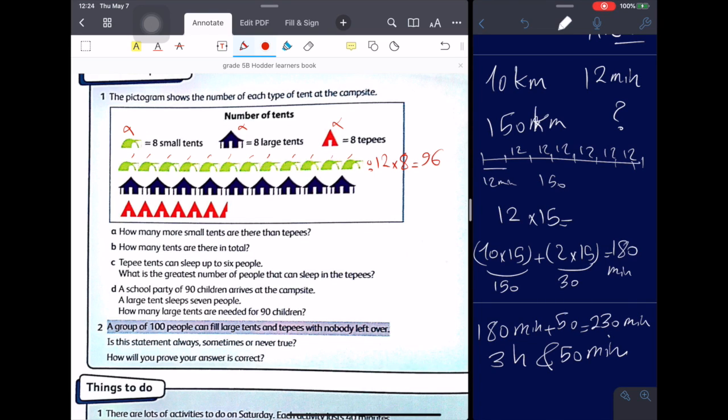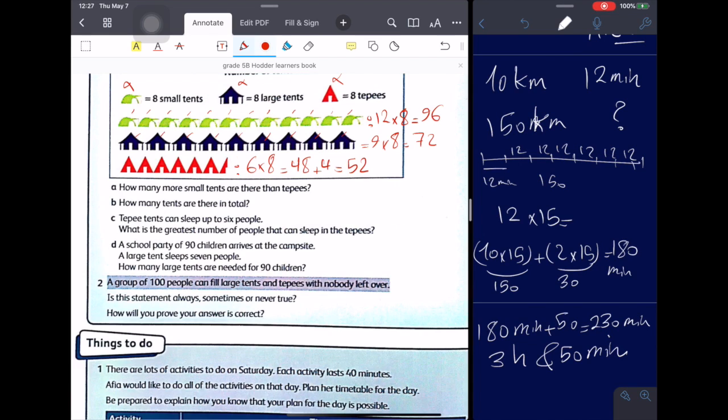About big tents, we have 1, 2, 3, 4, 5, 6, 7, 8, 9. So we will have 9 times 8, which is going to make 72 tents. And about teepees, we will have 1, 2, 3, 4, 5, 6 and a half. So 6 times 8 is going to make 48, plus half of 8 is 4, so it is going to make 52 teepees. Okay, let's go to part A now.